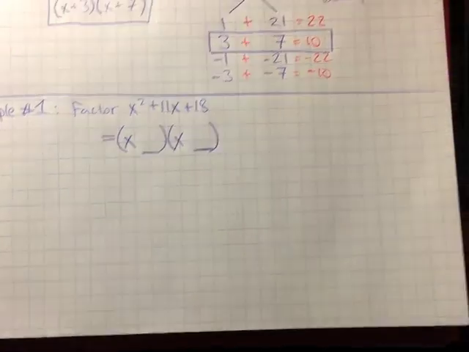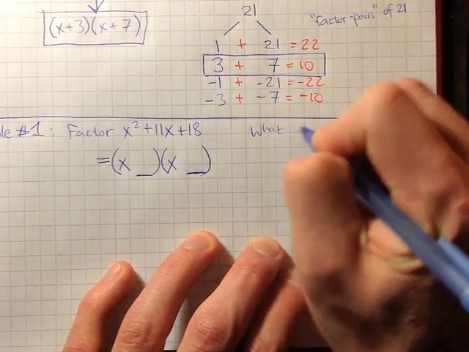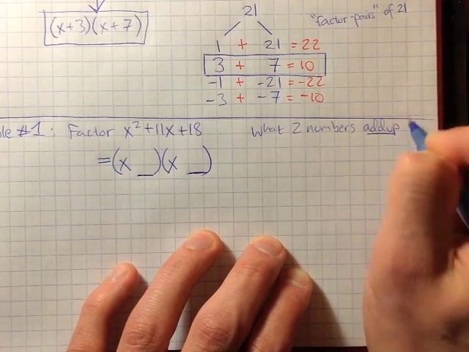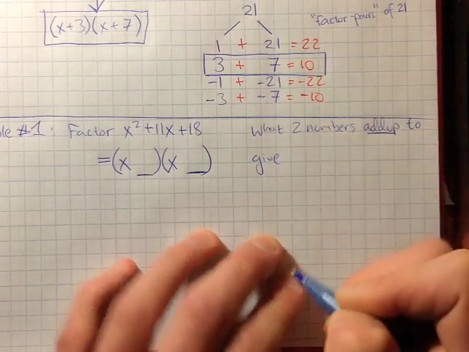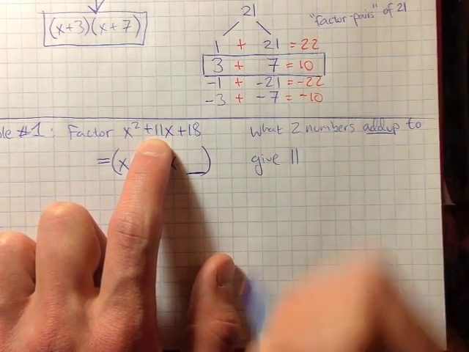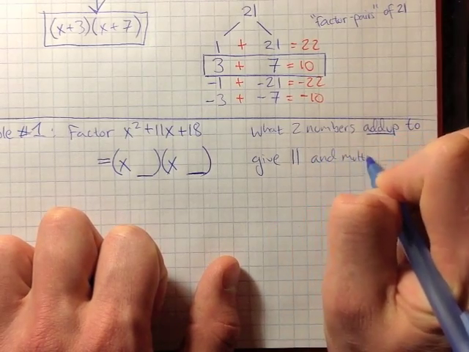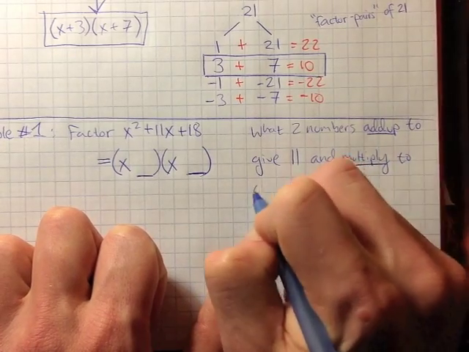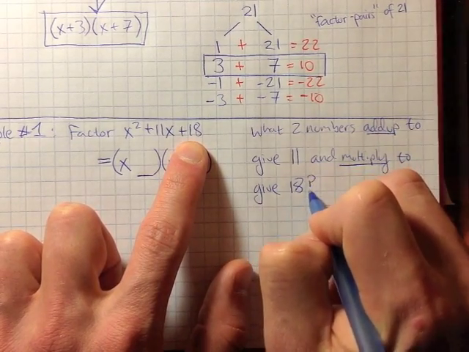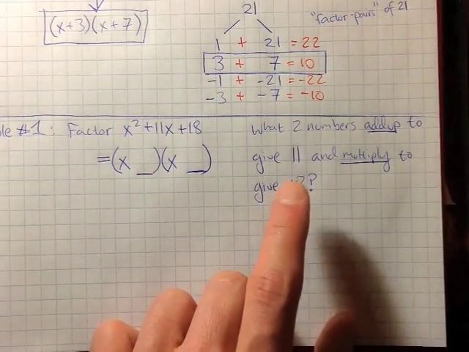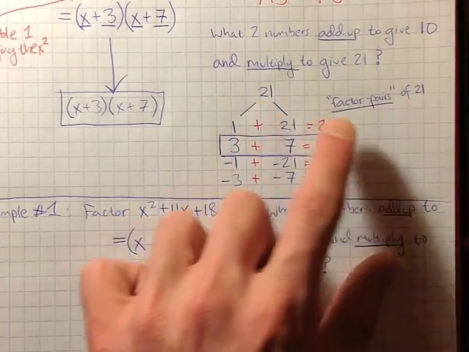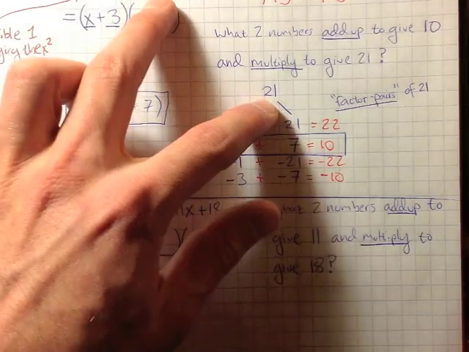In this case, we're going to ask ourselves, what two numbers add up to give the middle number, the number multiplying the x, so what two numbers add up to give 11, and multiply to give the last number, 18, the constant. Now to help answer that question, remember what we did up here. We made a list of the factor pairs of the last number.